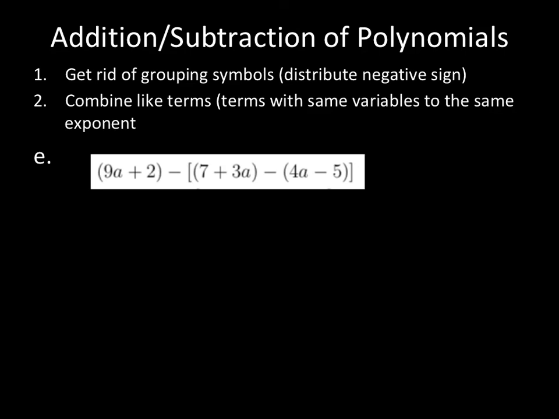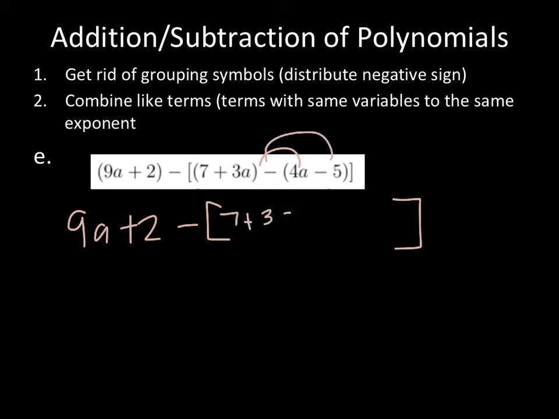9a squared minus this whole thing. So again, I'm working within the brackets first. Rewriting this, 9a plus 2 minus, brackets or parentheses, that's fine. Okay, so I needed one more step of distributing my negative. So I have 7 plus 3a minus 4a plus 5, changing the signs of both of those that I'm subtracting.